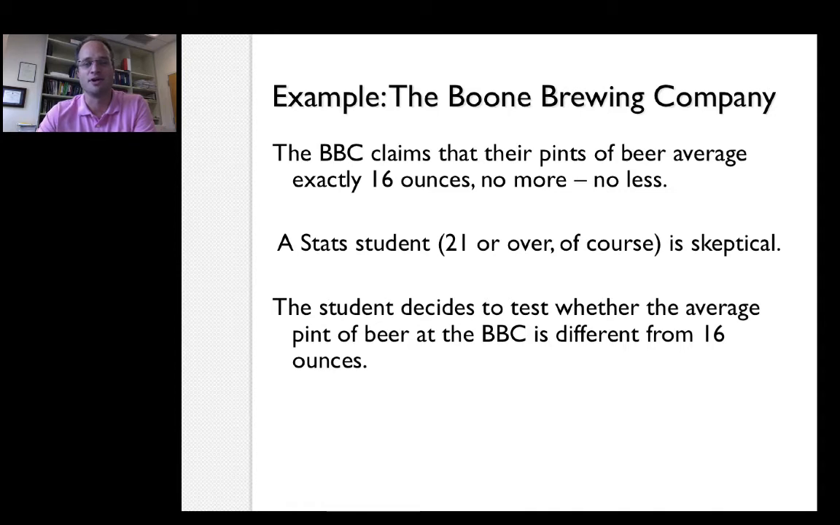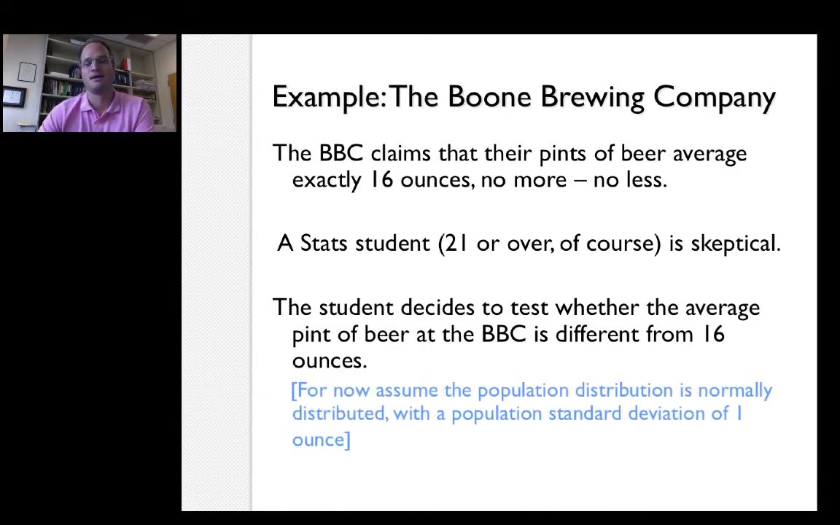So we have an example here of the Boone, North Carolina, Brewing Company. The BBC claims that their pints of beer average exactly 16 ounces, no more, no less. So a stats student, 21 or over, of course, legal drinking age, is skeptical. The student decides to test whether the average pint of beer at the BBC is different from 16 ounces. And remember, our research question is what we frame in the alternative hypothesis, so we should see that different-from sign in the alternative.